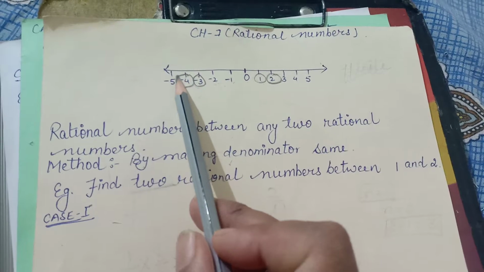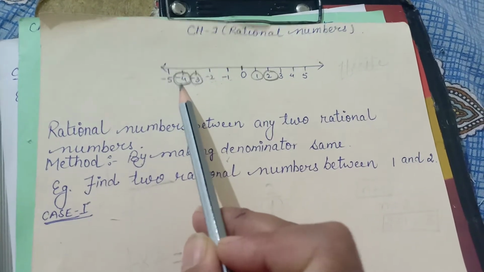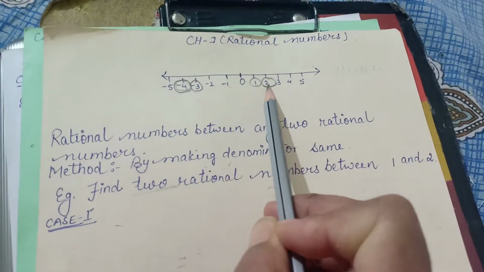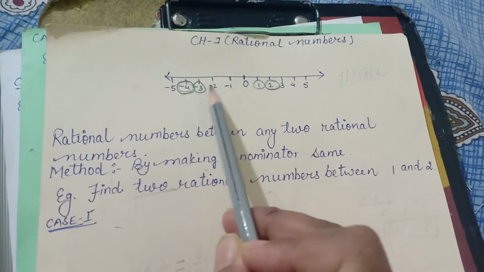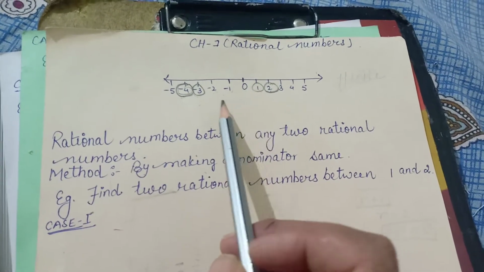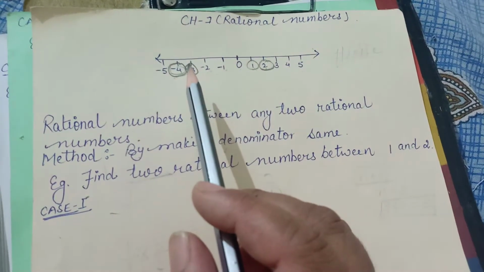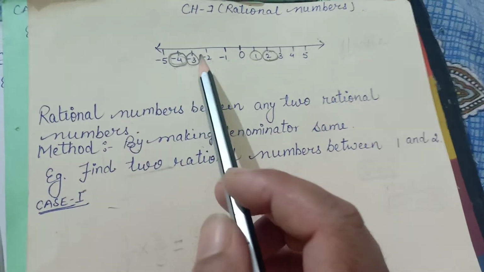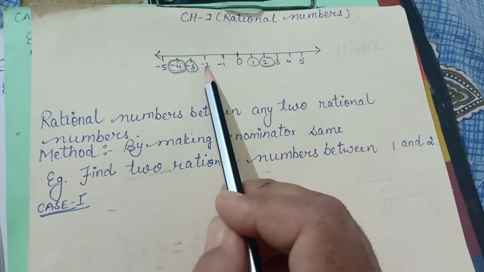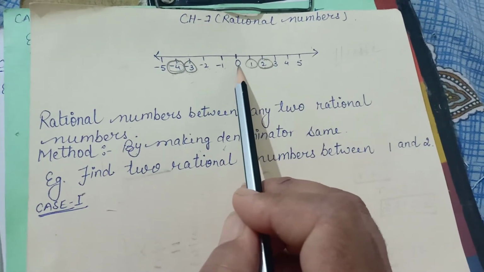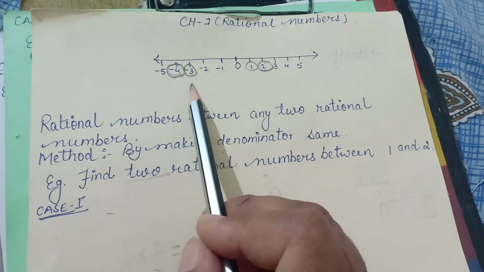If we need to find out integers between -4 and 2, so we can count them. How many integers are between -4 and 2? 1, 2, 3, 4, 5. So there are 5 integers between -4 and 2. Similarly, between -3 and 1, there are 3 integers, 1, 2 and 3. There are 3 integers between -3 and 1.